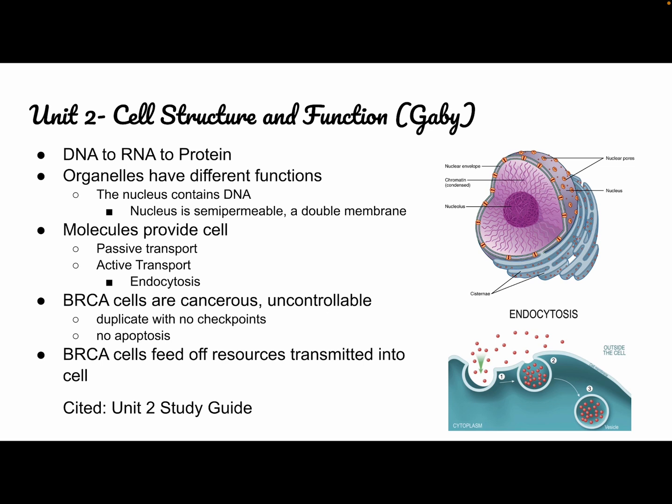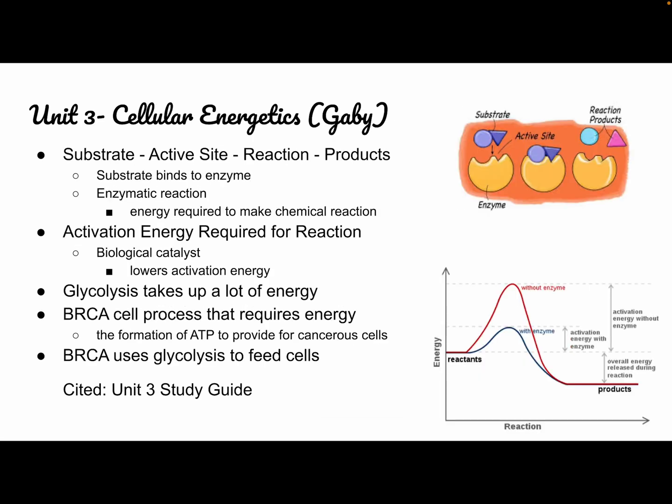The BRCA cells are cancerous and uncontrollable, so they duplicate with no checkpoints, and there is no apoptosis. The BRCA cells feed off of resources transmitted into the cell, for example through endocytosis, which provides all the food and resources through active transport, and this requires a lot of energy.